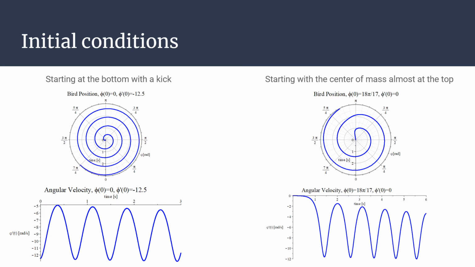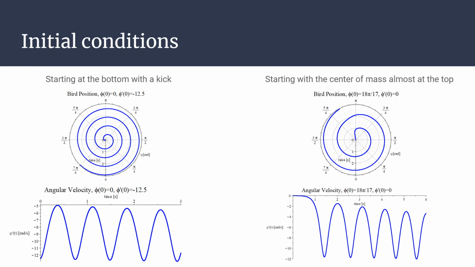So a couple more initial conditions we considered were, what if the bird starts at the bottom but has a significant enough kick or initial angular velocity to send it up and around the wheel? And so we found with an angular velocity of 12.5 radians per second based on our original parameters, the bird is able to make it up to the top of the wheel, and then once it's at the top, it can carry on with its usual rotations.